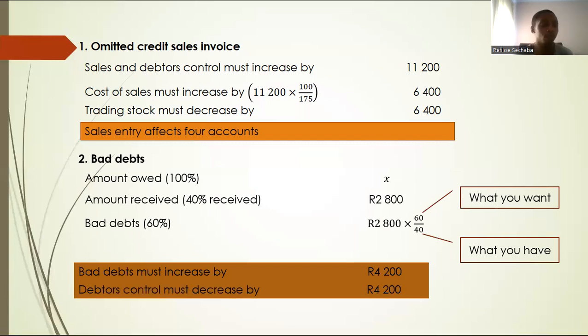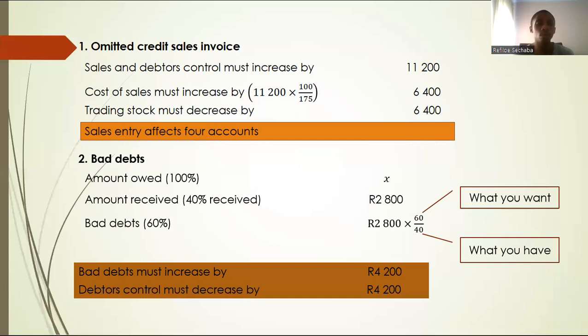And then you're going to have debtors control must decrease by the same amount, which is 4,200. Note that this is the 60 cents. So when you add the 2.8 with 4.2, it'll give you the total amount that this person was owing us. Doing it quickly from my head, this person was owing us around 7,000 rand, which is 2,800 added to 4,200. And the 2,800, for me to get it, I multiplied it by 60 and I divided by 40, and it gave me that 4,200, which is what our bad debts will be.